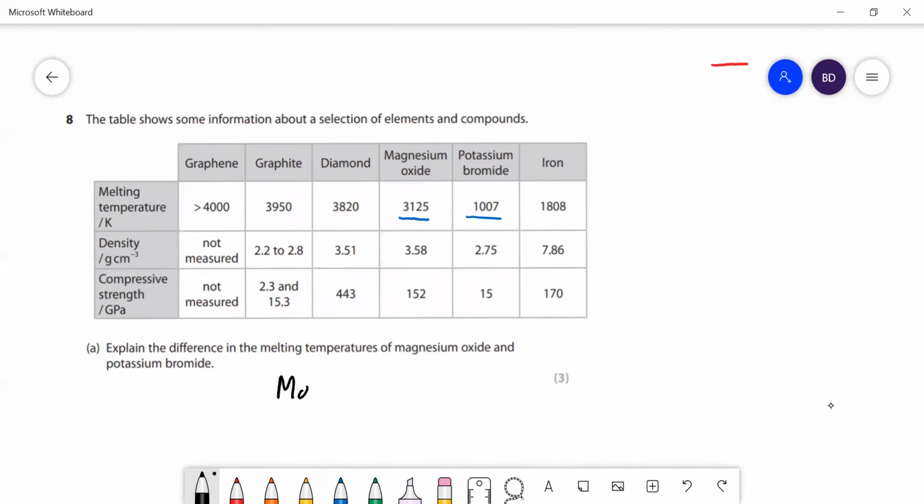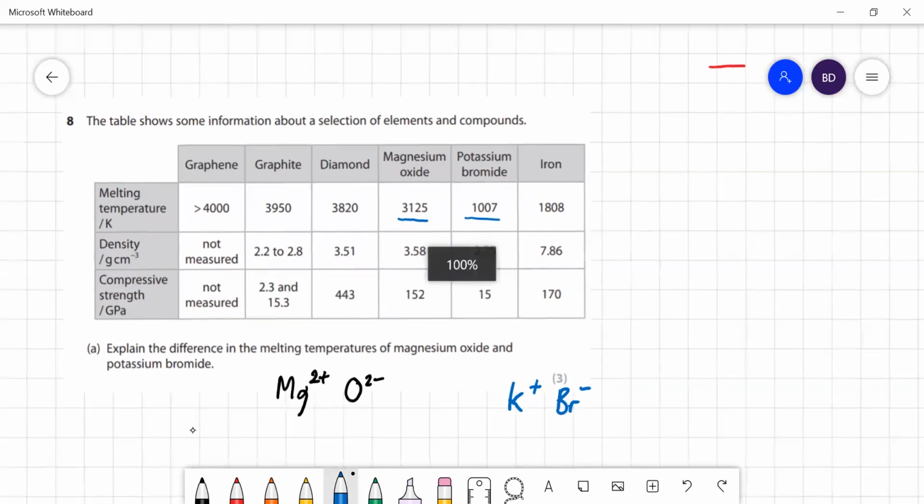Magnesium oxide and potassium bromide. Magnesium oxide, that's 2+, and the oxide ion is 2-. Whereas potassium bromide is just a single charge on the potassium ion, and a single charge on the Br minus ion. So you're going to get stronger electrostatic attractions in the magnesium oxide.